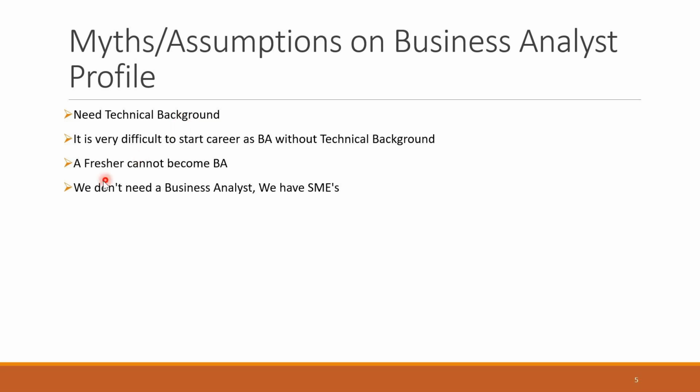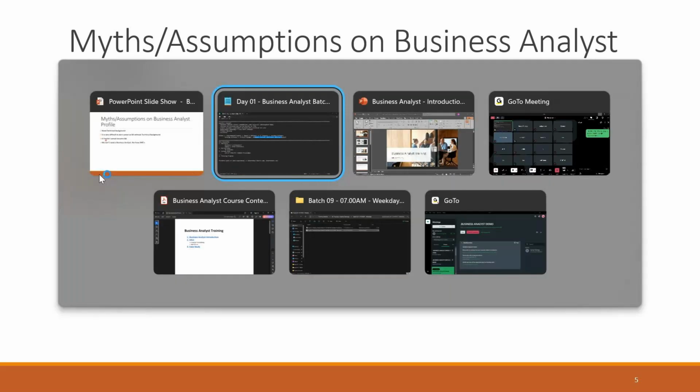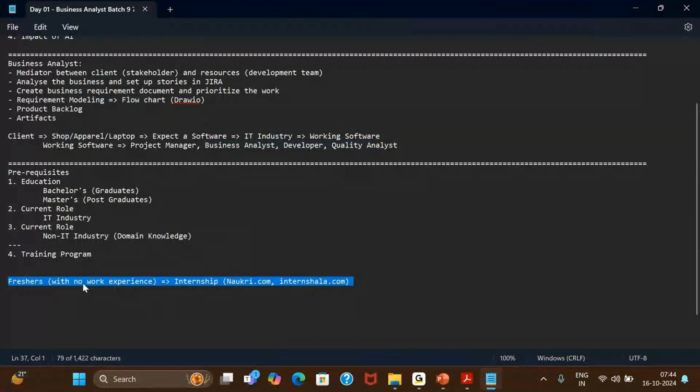Now, the first 2 points are kind of mingled with each other. The third point we have already covered to an extent on the previous slide. A fresher cannot become a BA. So I have already explained, maybe a fresher with no work experience will definitely have job opportunities, but a limited set of job opportunities.